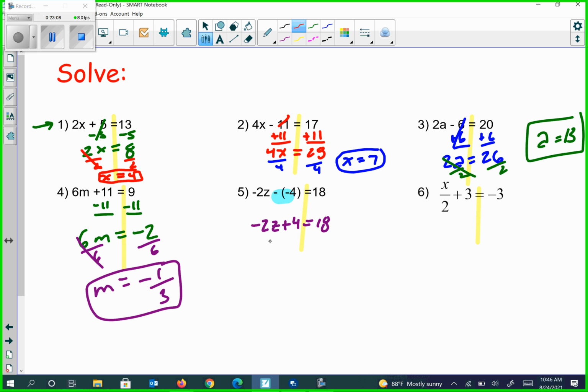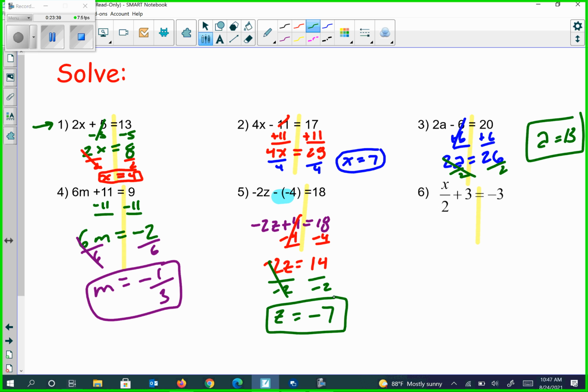So now, when I get down to that negative 2z plus 4 equals 18, what should I do? Subtract 4. Okay. So those cancel. So I get negative 2z equals 18 minus 4, I believe, is 14. Last step, shout it out. Divide by negative 2. My answer will be negative because I have 14 over negative 2. So I have a negative answer. 2 goes in 14 how many times? Yeah, baby. That's it.